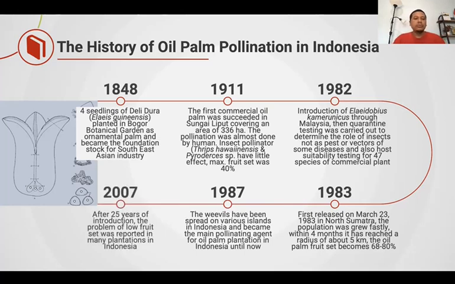However, since 2007, there have been many reports of poor pollination problems, which are indicated by the low fruit set of oil palm in Indonesia. From this description, I just want to point out that the role of Elaeidobius is very, very important for pollination of Elaeis guineensis, especially in Indonesia.